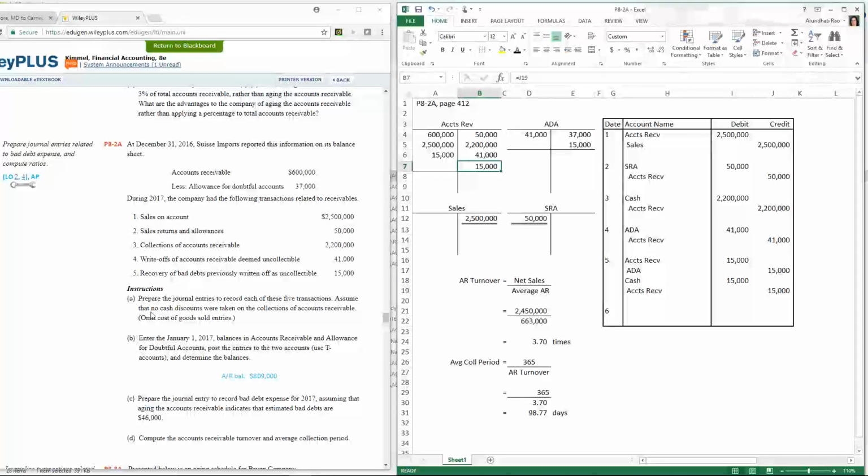They told us no cash discount was taken. We didn't worry about cash discount. They also asked us to omit the cost of goods sold entry. Otherwise, these first two would have had that entry. Let's quickly review what that would be.